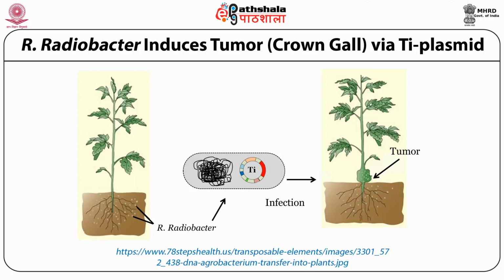And once it goes to that wounded site, the agrobacterium can colonize there, transfer the Ti plasmid, and result in the formation of a tumor, which is shown in the picture here. So a soil bacterium, which is non-harmful, can turn into a tumor causing bacteria.